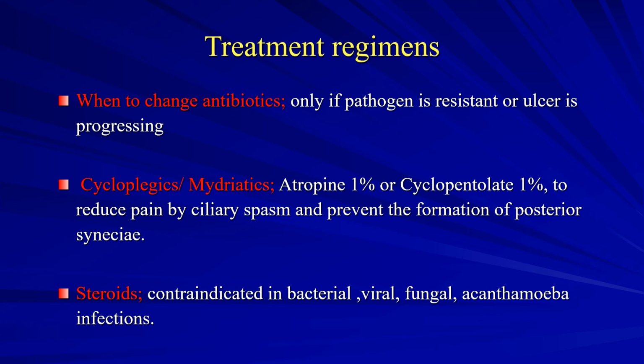The cycloplegics or mydriatics like atropine 1% or cyclopentolate 1% are prescribed to reduce the pain by ciliary spasm and prevent the formation of posterior synechiae. The steroids are contraindicated in bacterial, viral, fungal, and acanthamoeba infections.